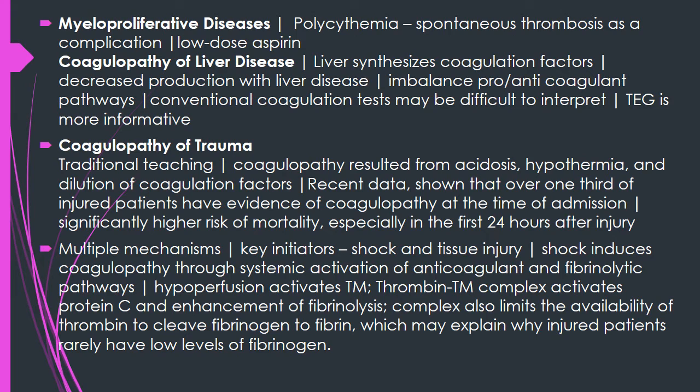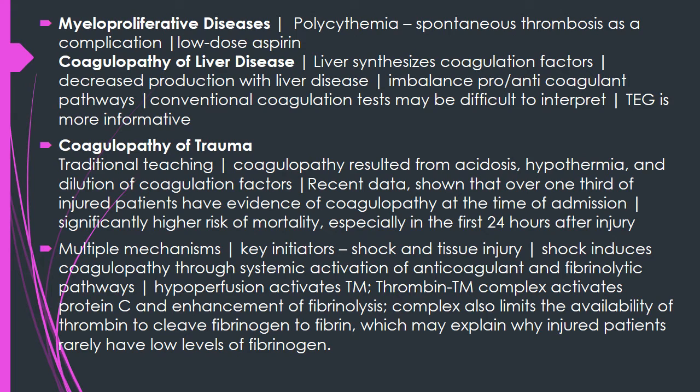The mechanism to explain the coagulopathy of trauma are two factors. First of all, the shock, and second of all, the tissue injury. Tissue injury, as you know, can activate the extrinsic pathway, and therefore it can start the coagulation process. But when there is shock, this induces a coagulopathy because there is an activation of the anticoagulant and, in addition to that, fibrinolytic pathway.